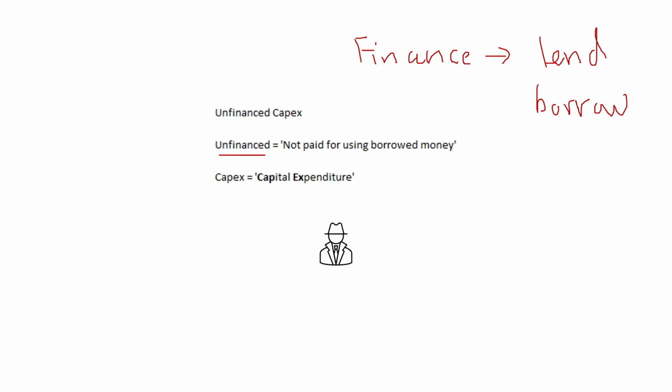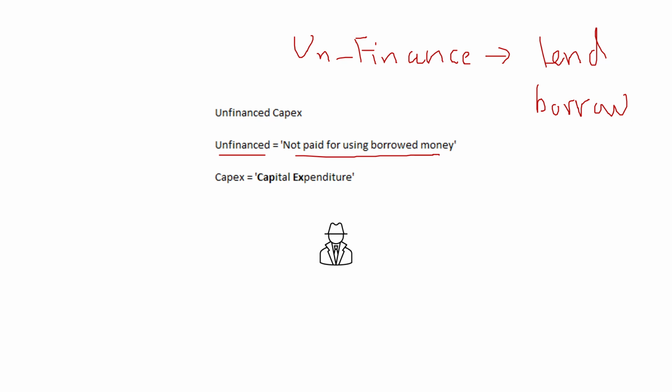So unfinanced, when you tag "un" in front of it, just means that you're not. It's not using borrowed money. You're just using your own money to buy something, right? So if you have $50,000 sitting in the bank account, maybe you can use that to buy a new car. Just use the straight up cash, right? So you don't have to borrow any money.